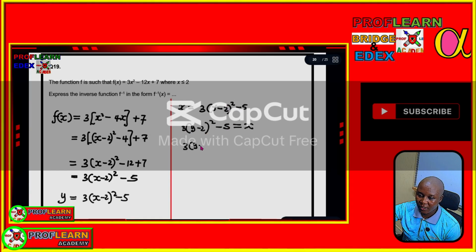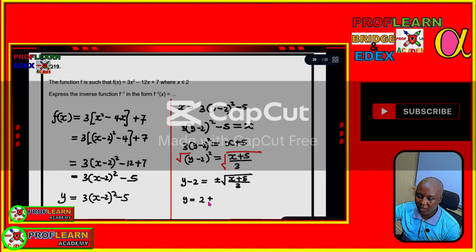Then we're going to strive at this point to make y the subject of the formula. If you try to make y the subject of the formula, this is what we are going to have: divide by 3. And we shall find the square root to remove the square that was there, so that we can take the 2 to the other side. We shall have y equals 2 plus or minus the square root of that. For a function to have an inverse, it must be a one-to-one function. So whatever we have here is not a one-to-one function because of having plus or minus. So we have to decide which sign we are going to take.